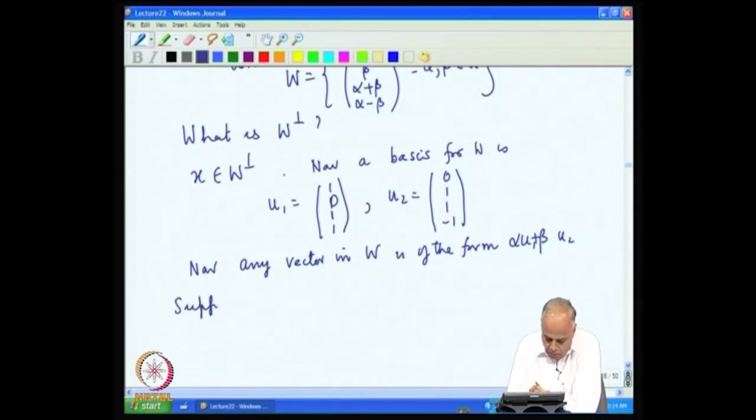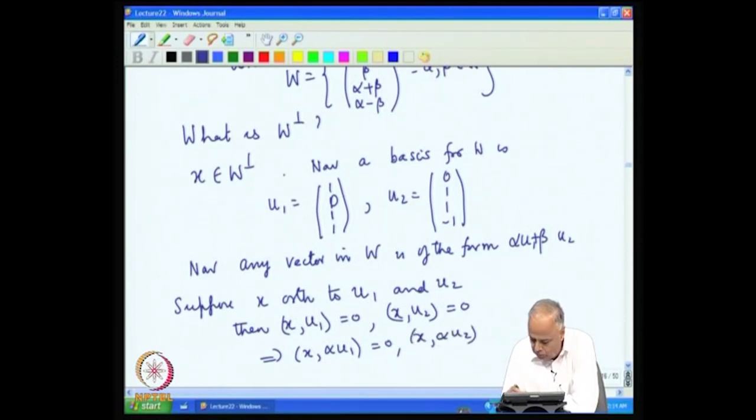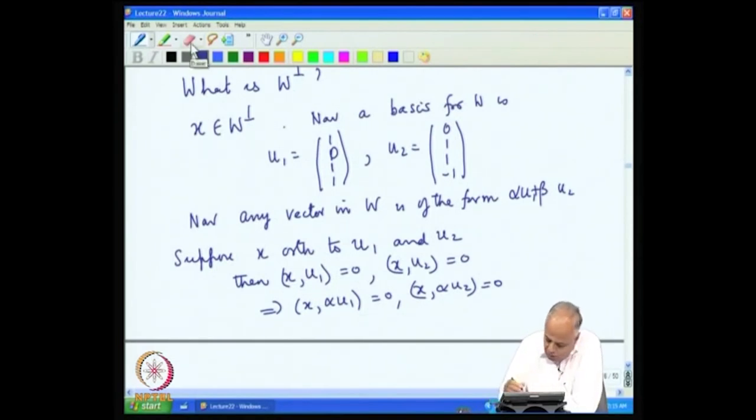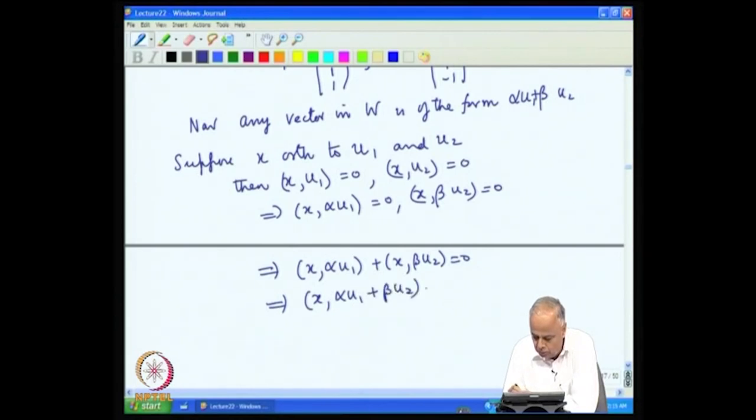Now, suppose x is perpendicular to U 1, that is, suppose x is orthogonal to U 1 and U 2. Then ⟨x, U 1⟩ = 0 and ⟨x, U 2⟩ = 0, and that implies ⟨x, alpha U 1⟩ is 0 and ⟨x, alpha U 2⟩ is 0, because we can pull constants in and out. We can take a different constant here, beta, if you want. If we add both of them, ⟨x, alpha U 1⟩ plus ⟨x, beta U 2⟩ equals 0, and using the distributivity, we get ⟨x, alpha U 1 plus beta U 2⟩ equal to 0, which means x is orthogonal to all vectors in W.